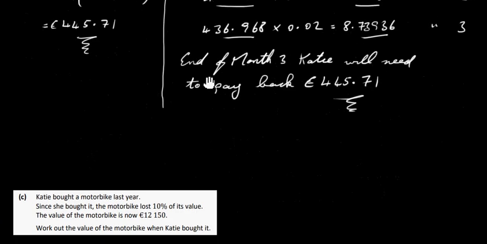Okay, so let's have a look at part C then. Katie bought a motorbike last year. Since she bought it, the motorbike lost 10% of its value. The value of the motorbike is now 12,150 euros. Work out the value of the motorbike when Katie bought it.